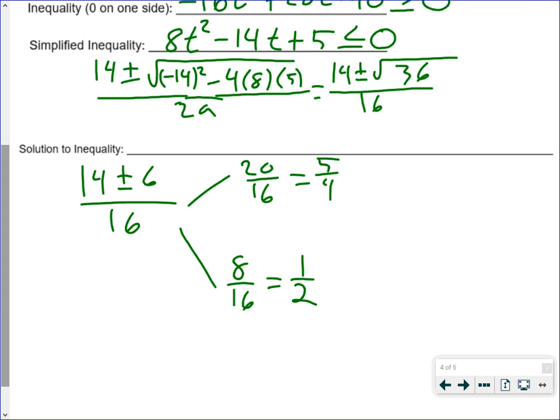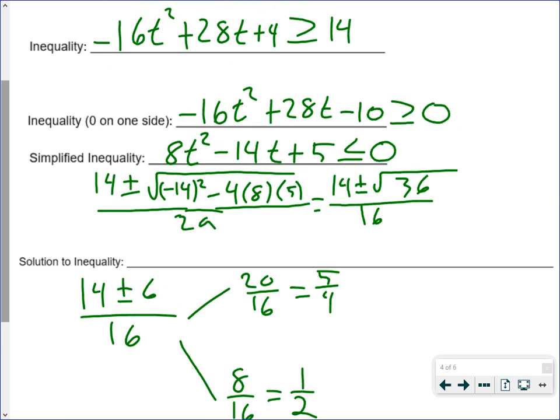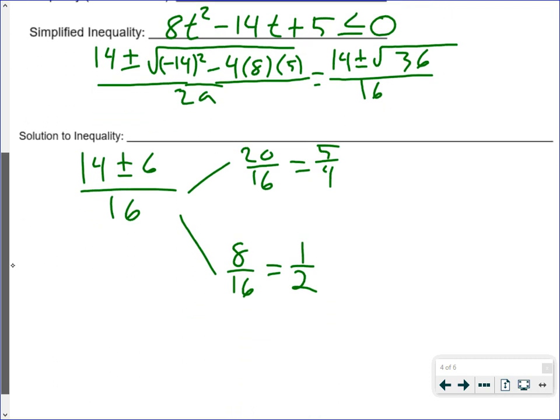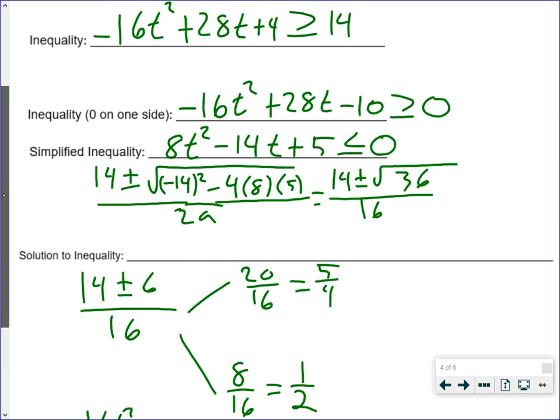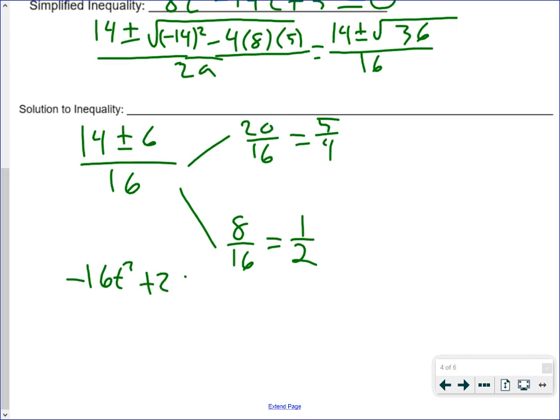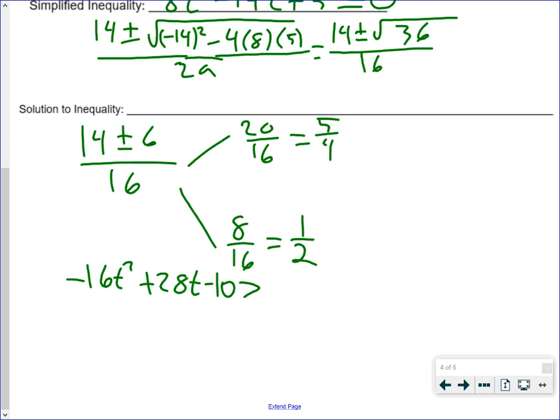Okay, so once again, you're going to use 0. It's just such a simple number to use. 0 is outside of the two critical values again. So I'll plug in 0 to either inequality, and I'm going to see what happens. I'm going to go ahead and use the first one, negative 16t squared plus 28t minus 10. So just bring it down here. Negative 16t squared plus 28t minus 10 has to be greater than or equal to 0.